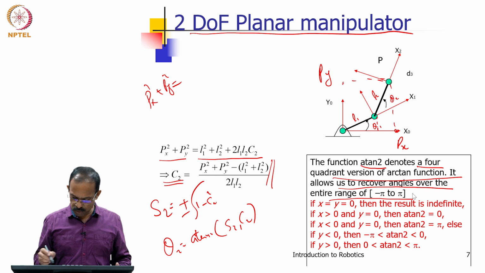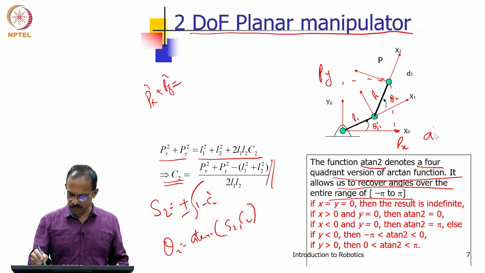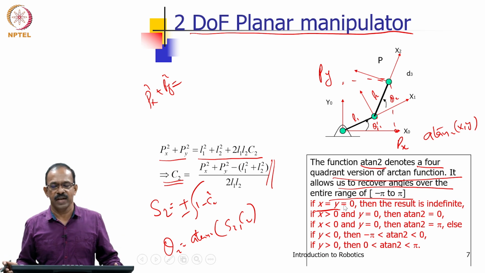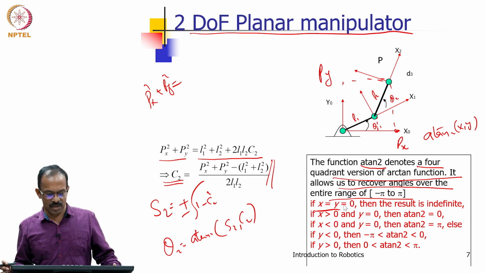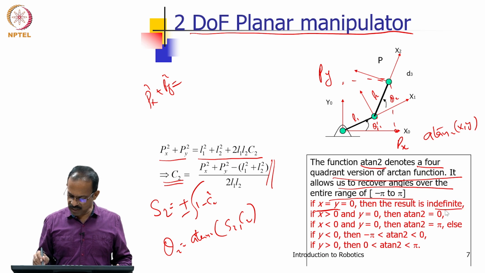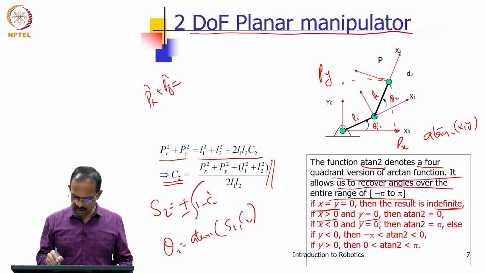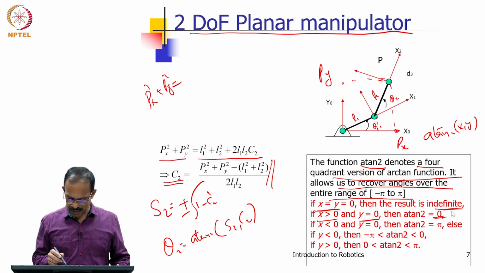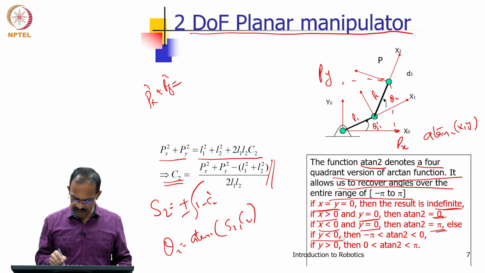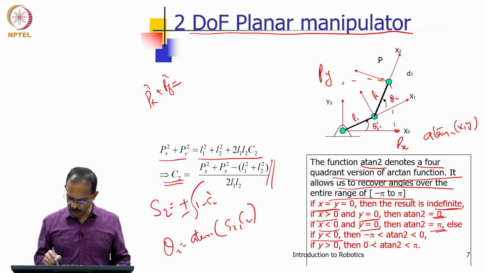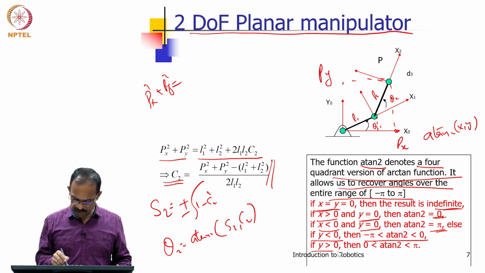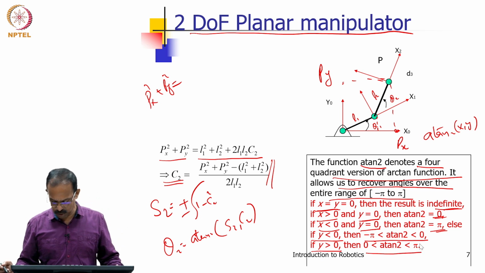Suppose we take A tan 2 of x comma y. It will look at the values of x and y and then decide which quadrant the angle lies in. If x and y are both 0, then it is indefinite. If x is greater than 0 and y is equal to 0, then A tan 2 is 0. If x is less than 0 and y is 0, then A tan 2 is pi. If y is less than 0, then it lies between 0 and minus pi. If y is greater than 0, then it is between 0 and pi.